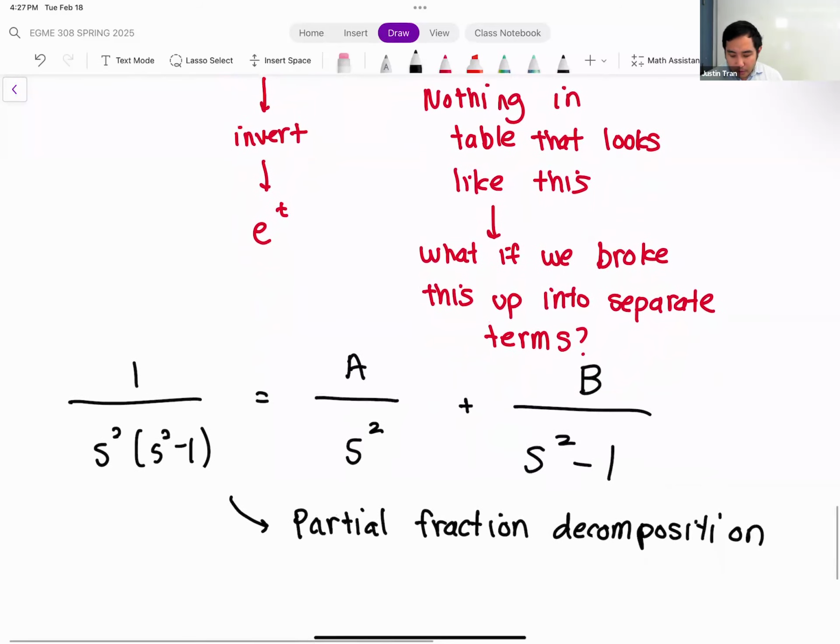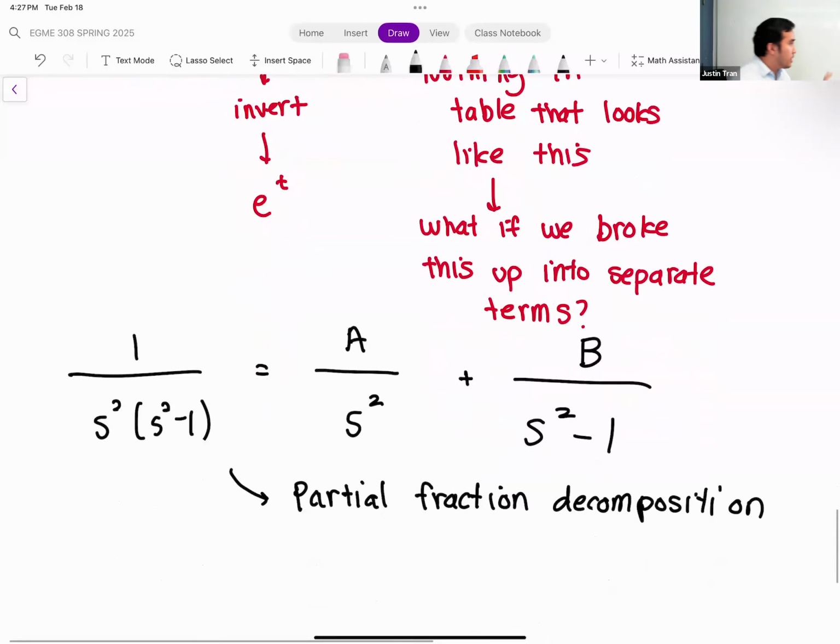Are there any questions up until this point? Does this make sense, why we got to this point and why we want to do this? Okay, all right. So let's review partial fraction decomposition.